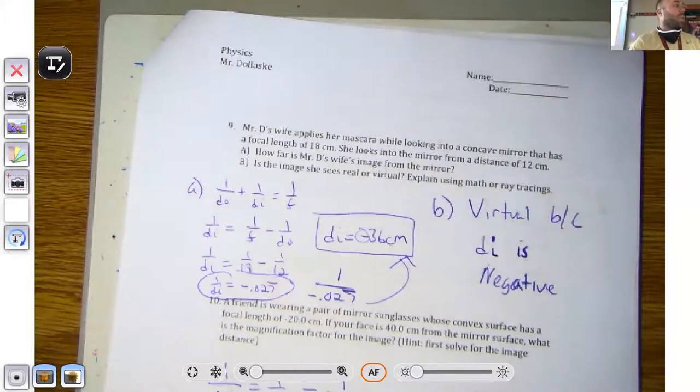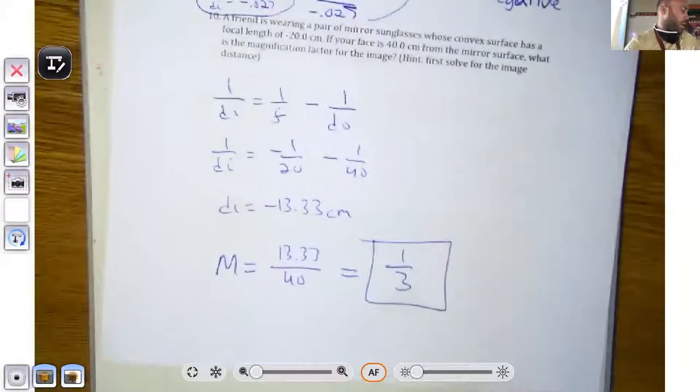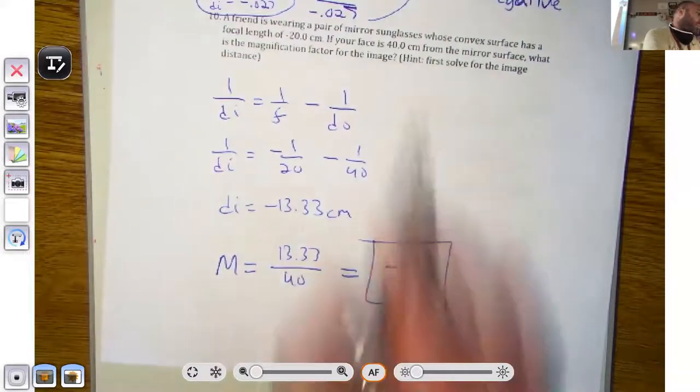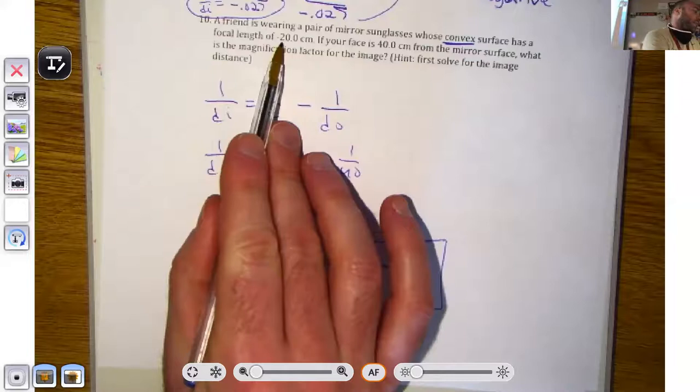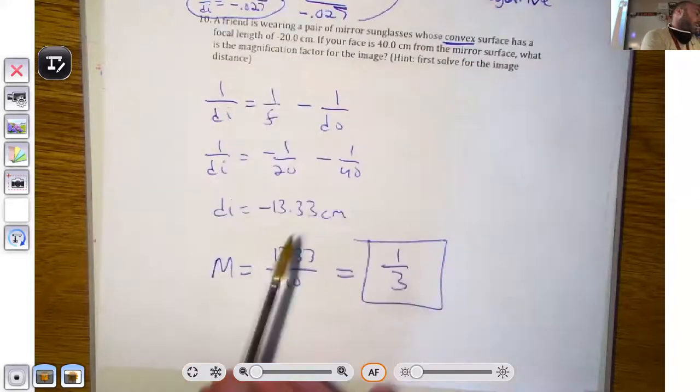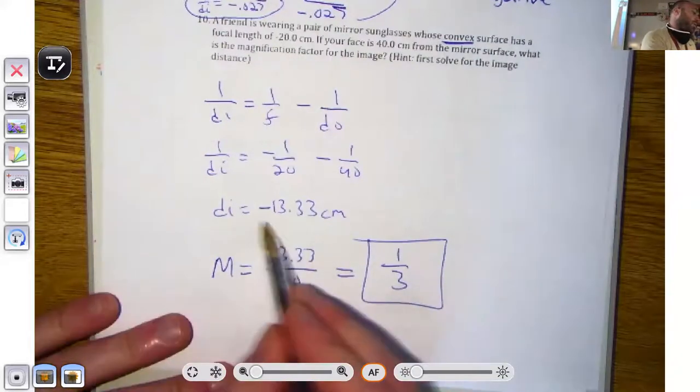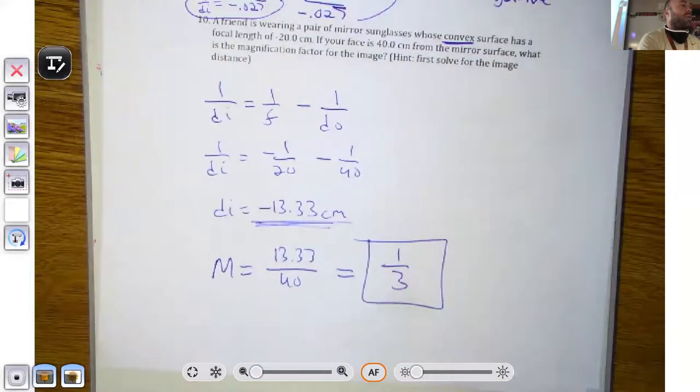Last but not least, we had a pair of sunglasses. They were also convex, so we have a negative focal length. If we did our math, we should get an image distance of negative 13.33. Remember, when doing the magnification factor, we didn't really worry if it was positive or negative. We were just looking for the amounts, the numbers, and we should have gotten a value that was 1/3 as much. So the image was 3 times smaller, or 1/3 as big as our other one.